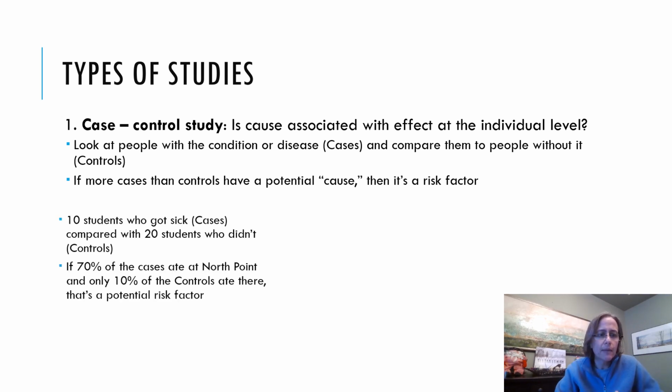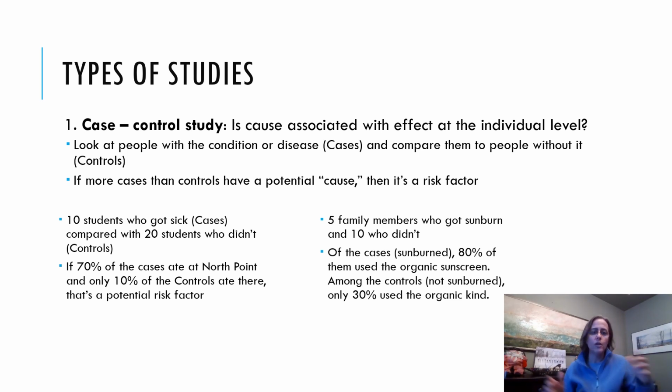So, for example, if we have 10 students who got sick compared with 20 students who didn't with some type of vomiting illness, and 70% of the people who got sick ate at North Point, but only 10% of the controls ate at North Point, well, that's a potential contributory cause, right? It's more common, it's a group association that we see, it's more common in the people who got sick than it is in the people who didn't.